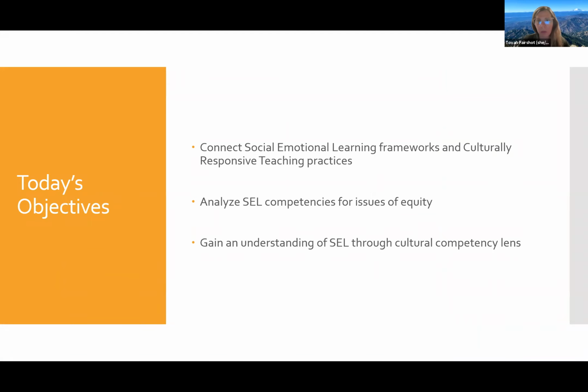To begin, we will be talking about the SEL frameworks and culturally responsive teaching practices. So we are going to be connecting those, and what does that look like? You will have some time on your own to reflect and analyze on the SEL competencies for issues of equity. And really what we're doing is gaining an understanding of social and emotional learning through this cultural competency lens, and actually even moving past competency to really understand what cultural humility is.